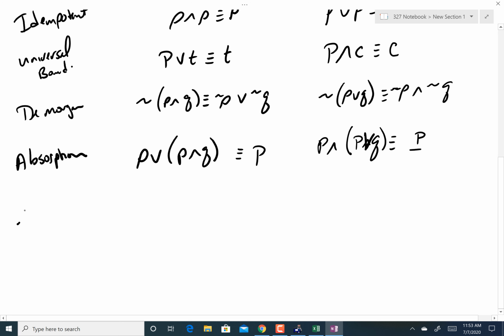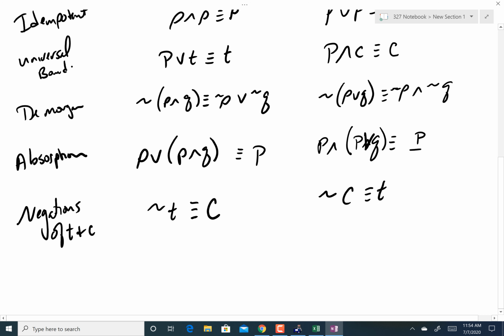So the negations of T and C. If you take not T, if you take the opposite of a tautology, you will get a contradiction. If you take the opposite of a contradiction, you will get a tautology. I mean, that's pretty straightforward. Okay? So let's go through, we'll do some examples of these. We'll see what happens here.